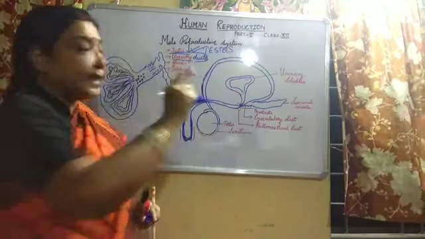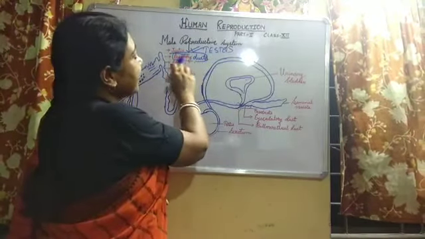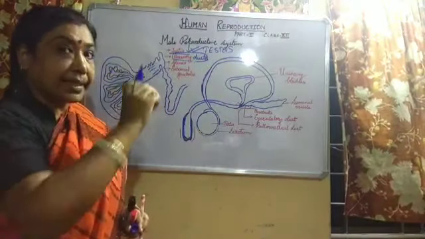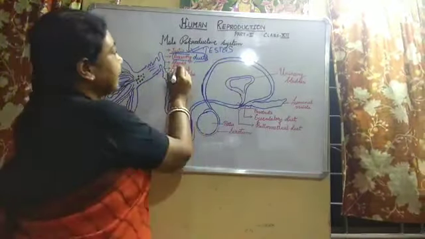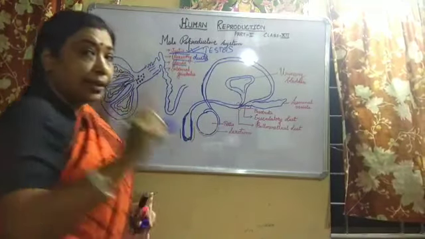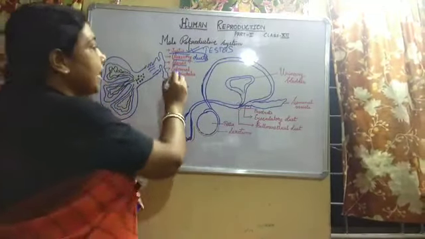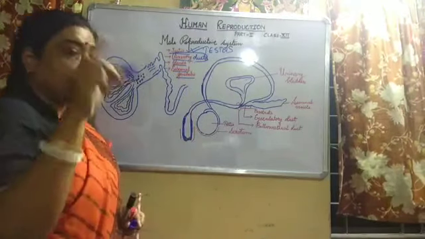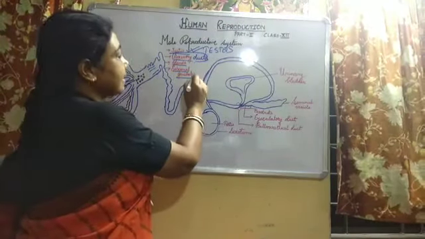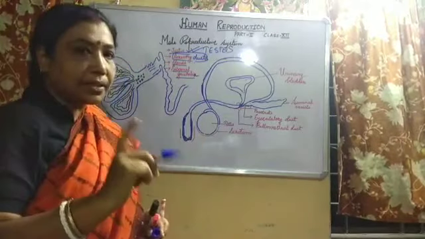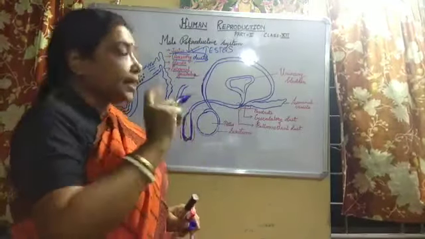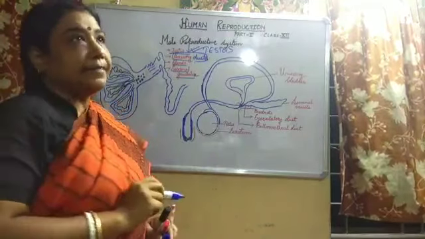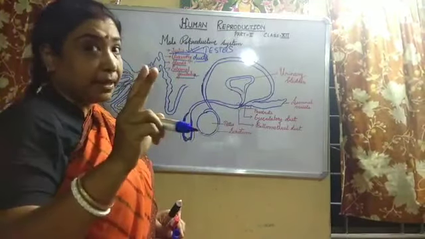So along with the testis, what are associated? You have some associated accessory ducts, meaning your duct system is there. Then there are several glands also, associated glands. And ultimately, there are certain structures which are known as external genitalia. So again I am repeating, the male reproductive system consists of a pair of testes.